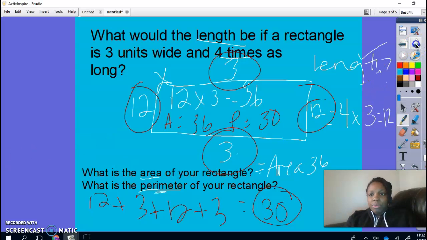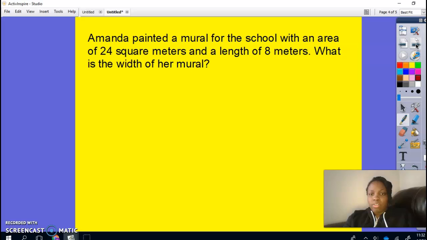All right, so now we're going to go on to a different word problem, but this may be different than the ones before. So with this one, it says Amanda painted a mural. Mural is like a picture for school with an area of 24 square meters and a length of 8 meters. What is the width? So I'm just trying to find the width.